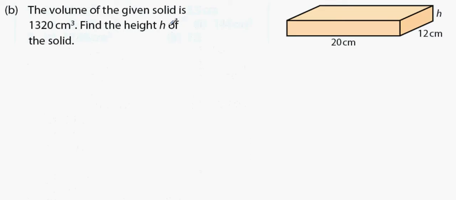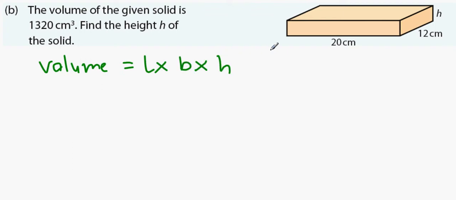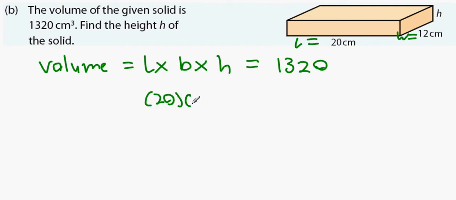B, the volume of the given solid is 1320 centimeters cubed. Find the height h of the solid. So this is a cuboid, so the volume equals length by breadth by height. So let's say the length is going to be 20, the width is going to be equal to 12. So we know that the answer here is going to be equal to 1320. So all we got to do here is put in our numbers. 20 multiplied by 12 multiplied by height equals 1320.